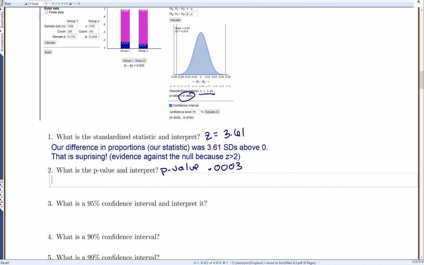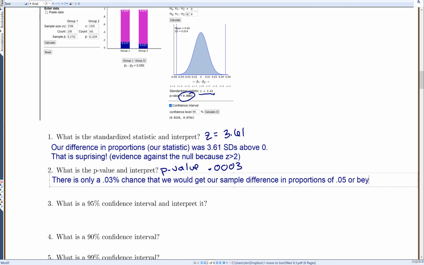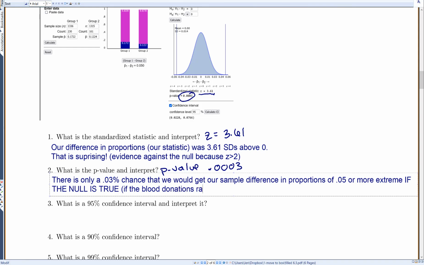And how would I interpret that? I would say something like there is only 0.03%. We like to change the percents just because it makes more sense to people. 0.03% chance that we would get our sample data or our sample difference in proportions of what was our difference? 0.05, or beyond, or more extreme, if the null is true, or meaning like if the blood donation rates had not changed.